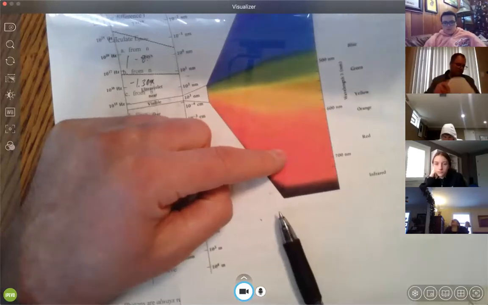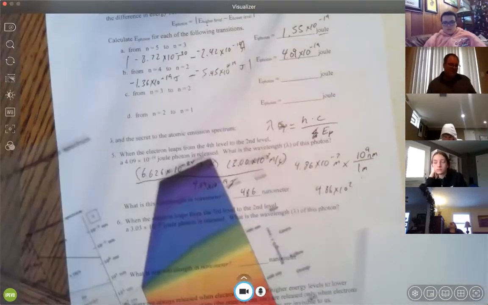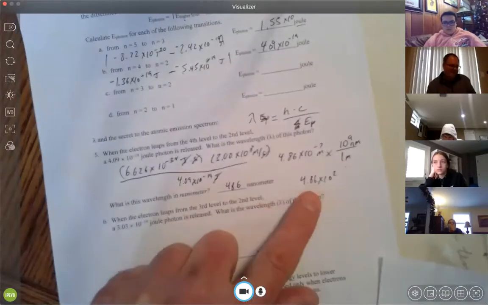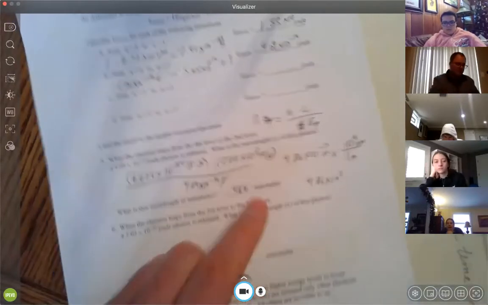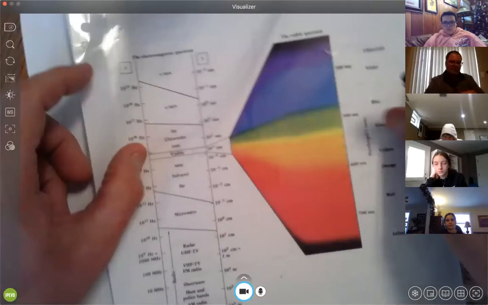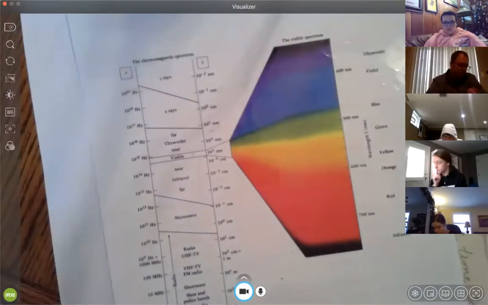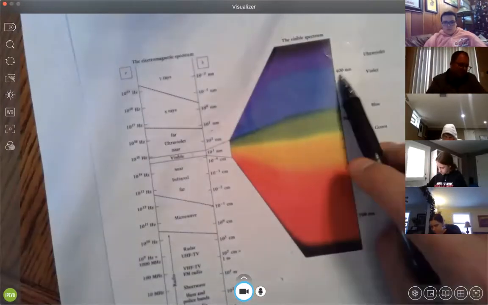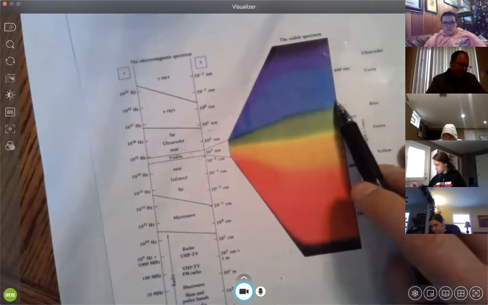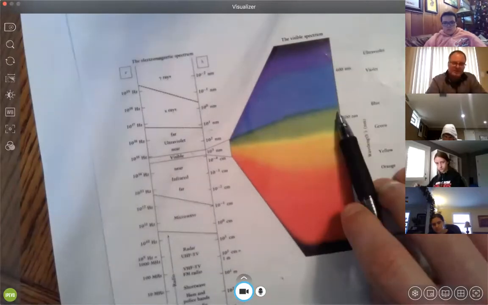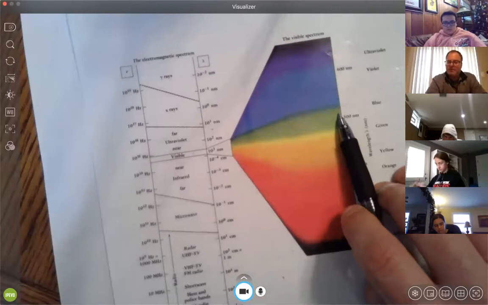If we had a laser of 486 nanometers, what color would that be? Here's 420, 440, 460, 486. That would be a green laser.